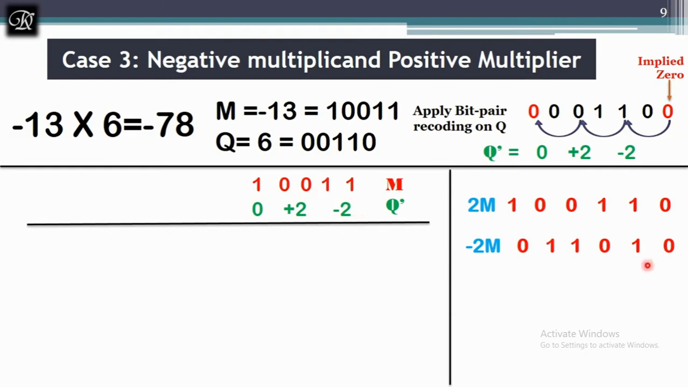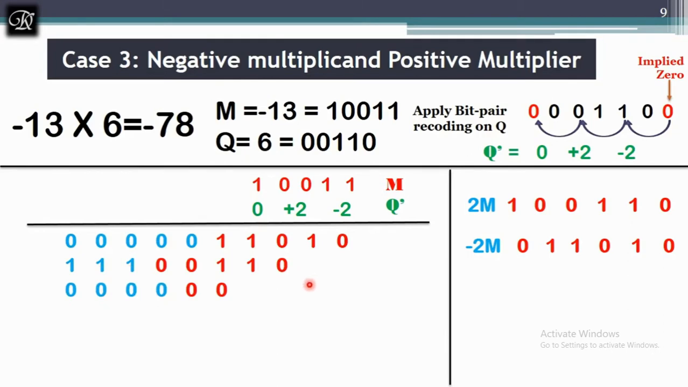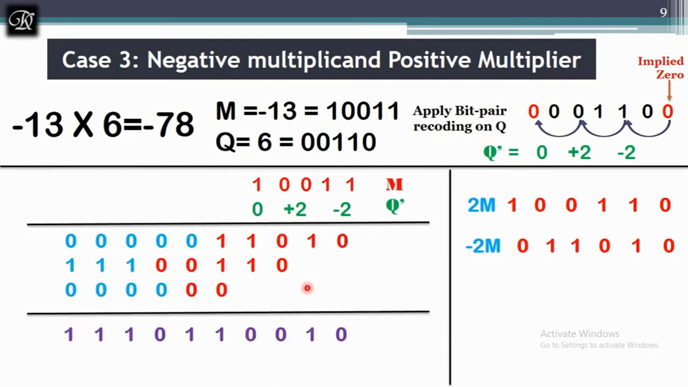Now I should write positive 26 over here, and the sign of that number is 0, so all the remaining bits will be set to 0. Next we have negative 26. I have written negative 26, and I have written the sign bit extension. Next, 0 will be written as it is, and let me find the final product.